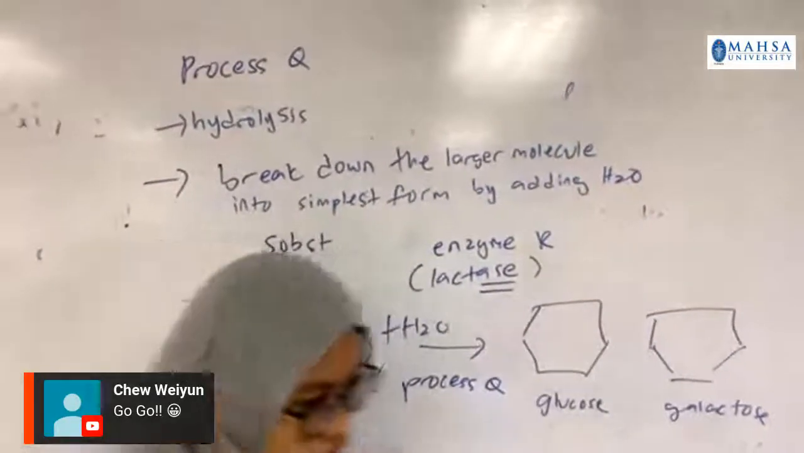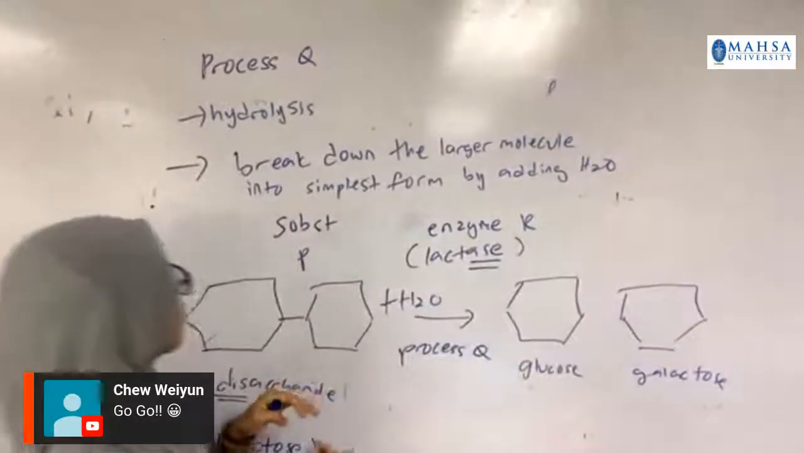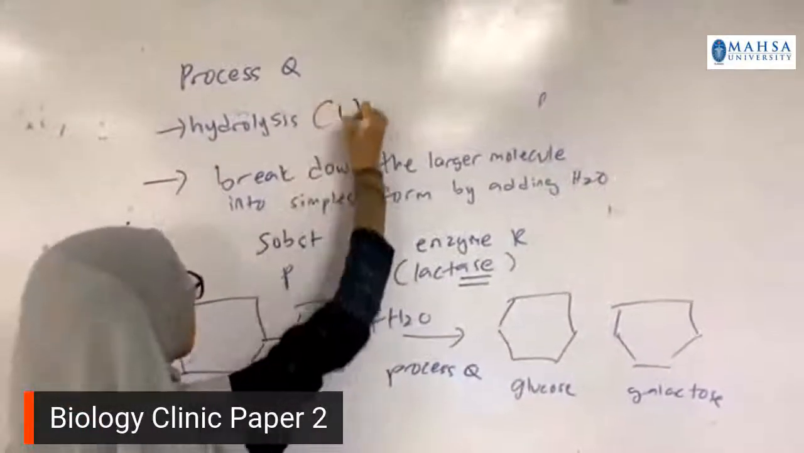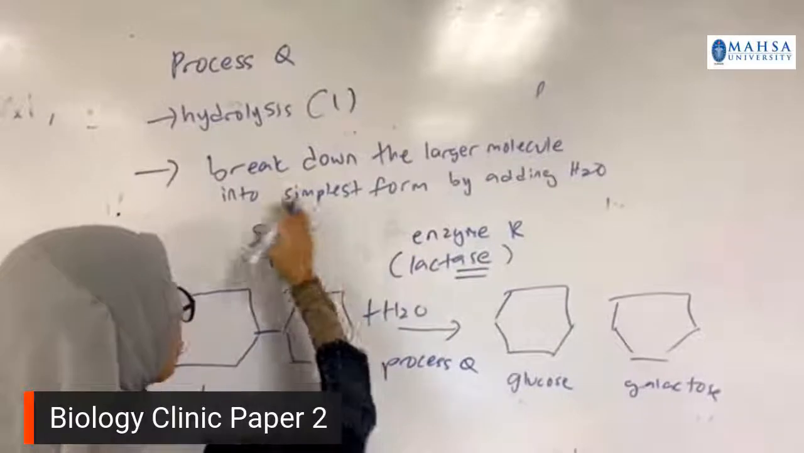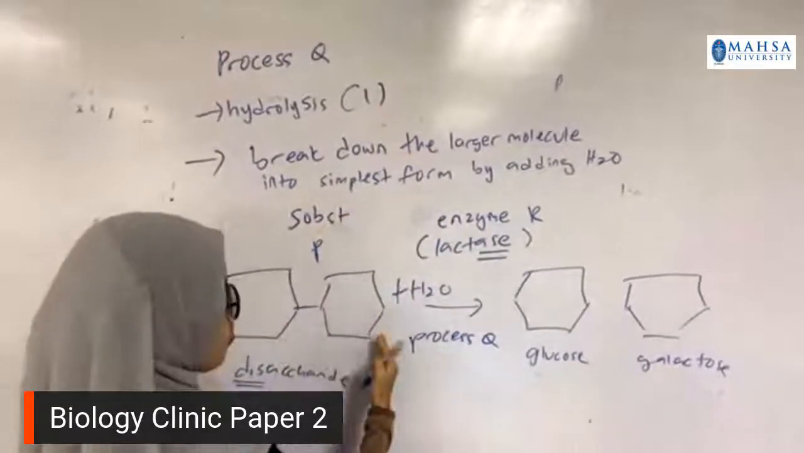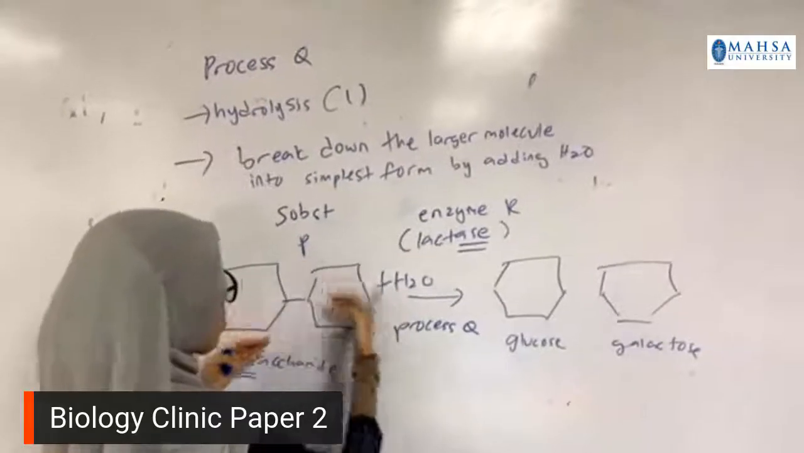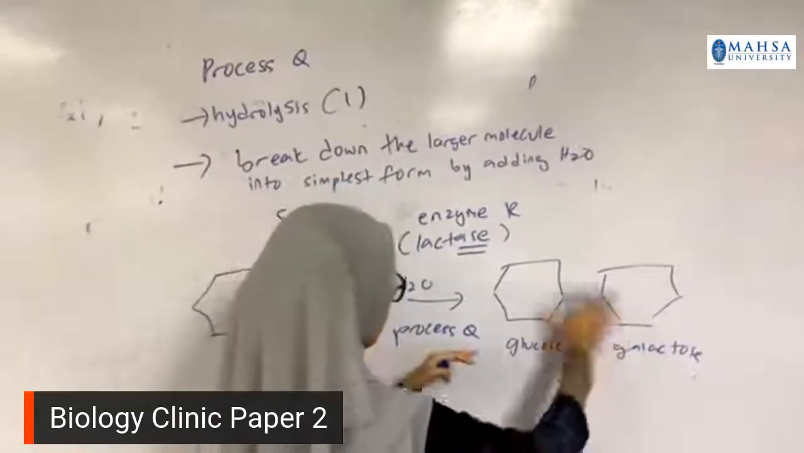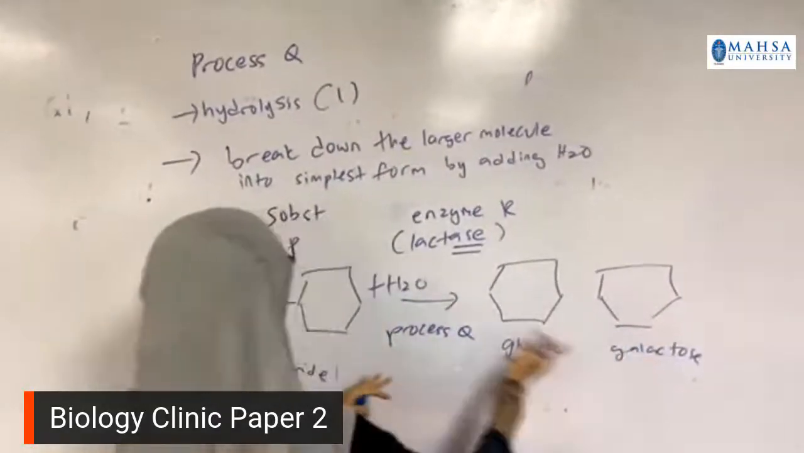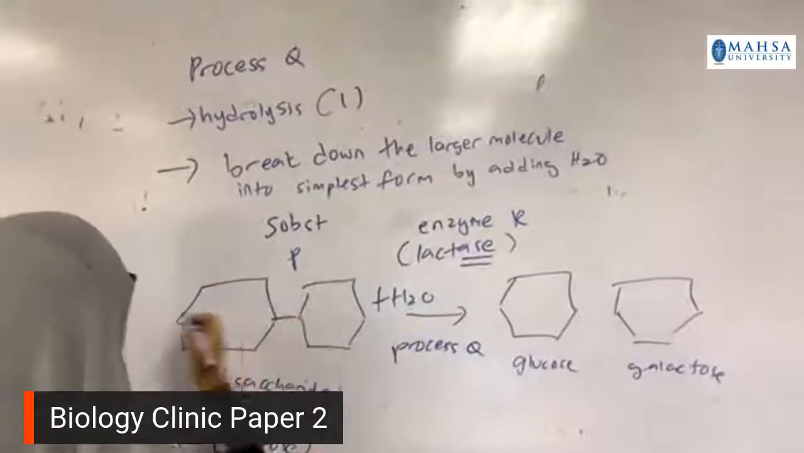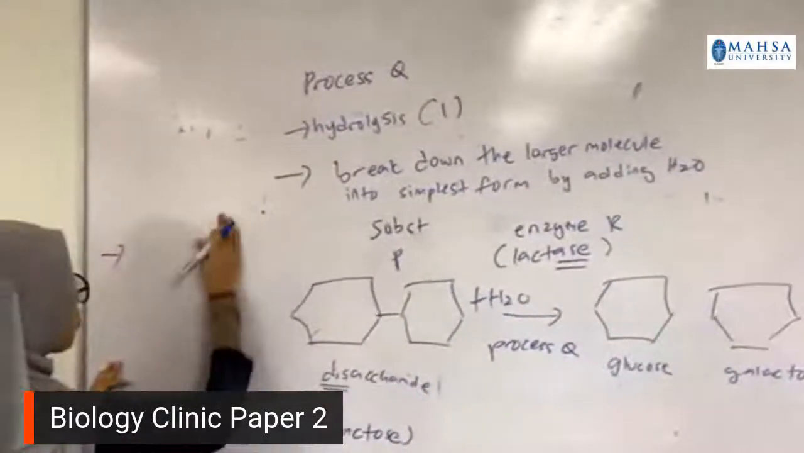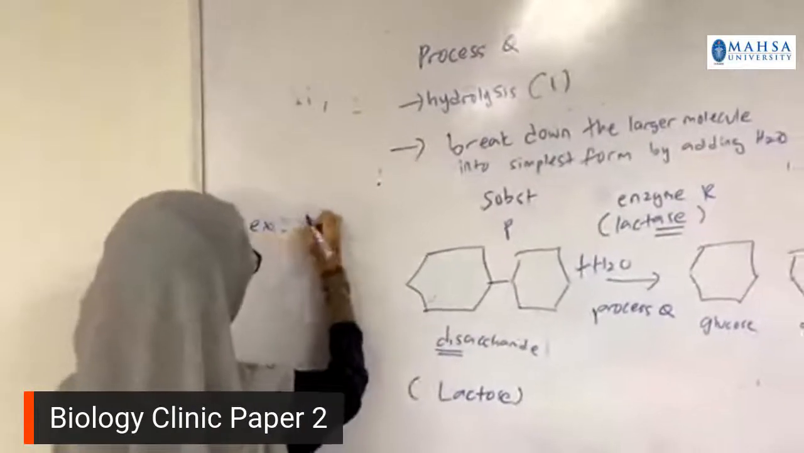Okay, so may I know what is the mark? 3 marks. So first, hydrolysis is 1 mark. Second, you need to explain the process, which is breaking down the larger molecule. This one contains two monosaccharides bound together, and by adding water it becomes monosaccharide over here. And then another one, you can add the example.